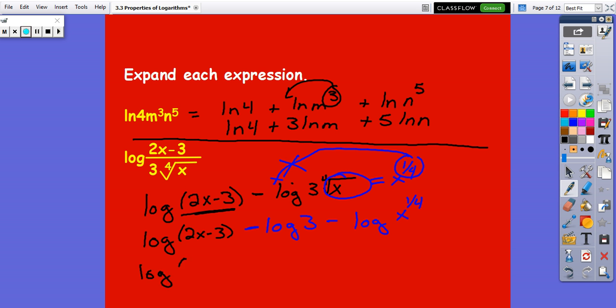So this is log of 2x minus 3 minus log of 3 minus, do you remember where the exponent goes? Right there in front. And you're done.